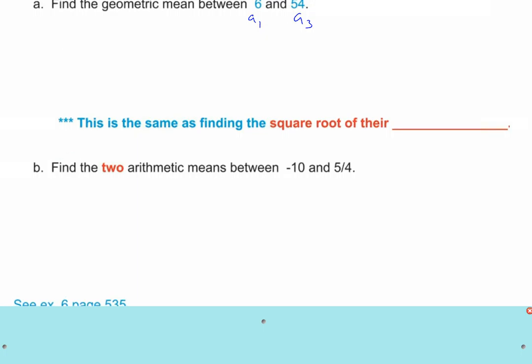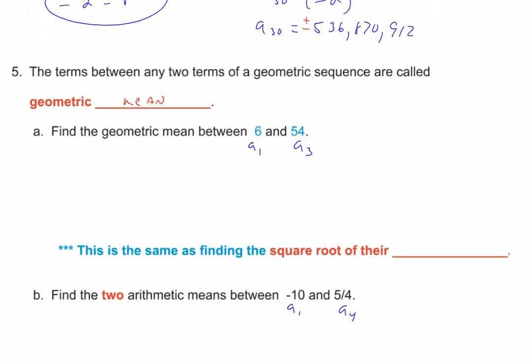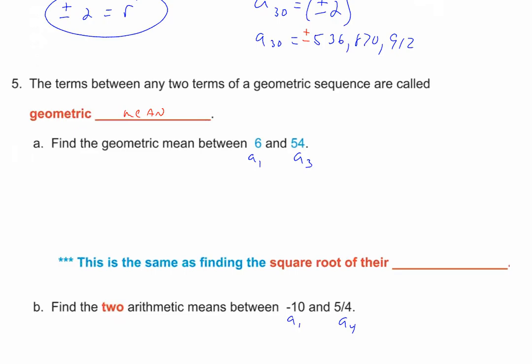So we're going to call the first one a sub 1, and we're going to call the 5/4 a sub 4, right? Because we know we've got to have a sub 2 and a sub 3 for the two geometric means. You follow? So they'll tell you how many are in between. You have to know that. Otherwise, you'd have no way of doing the problem. So you've got to know.